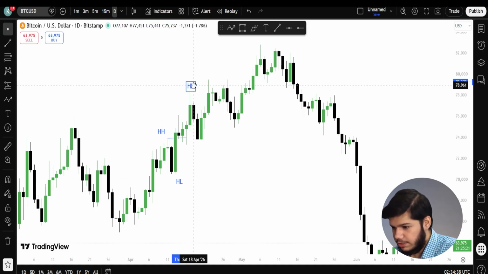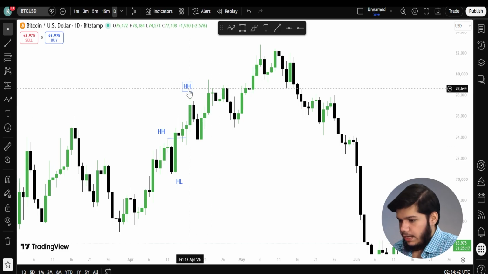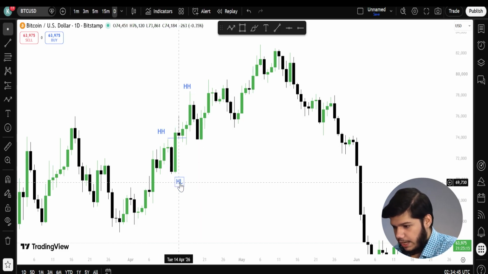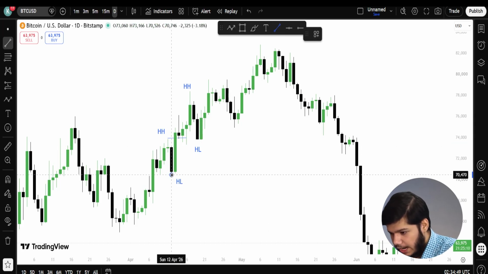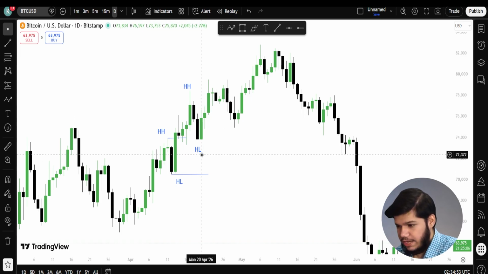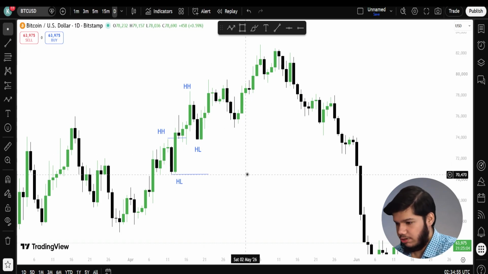Now this high gets broken. Now this is a higher high right here. Then price came below and made another higher low. Now the important part is that this higher low is protected while this higher low was being created. So this is not a market structure shift.